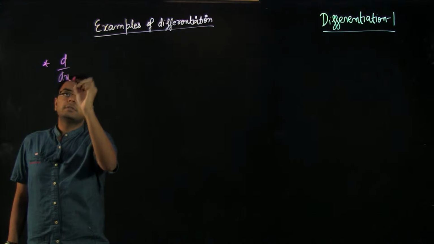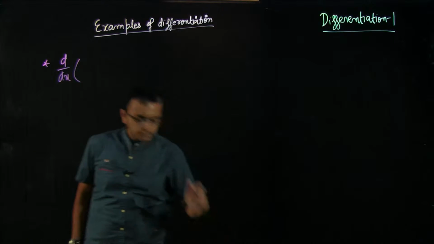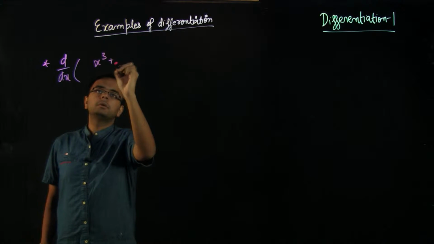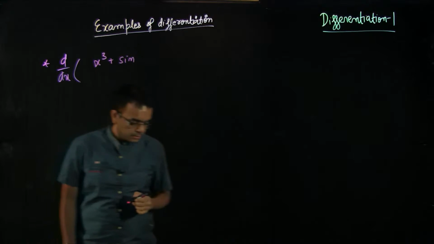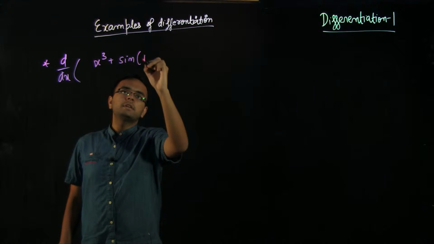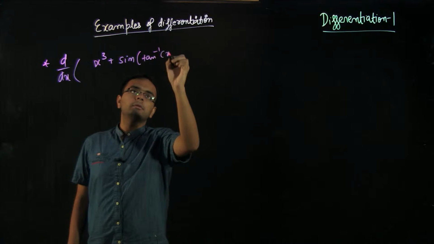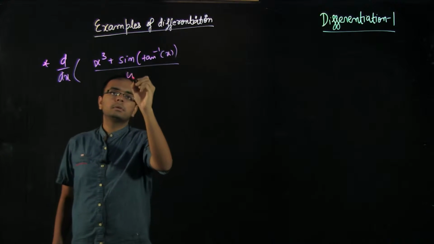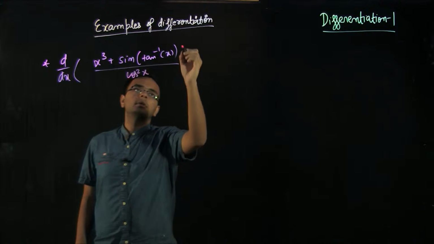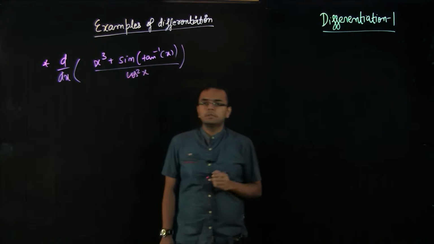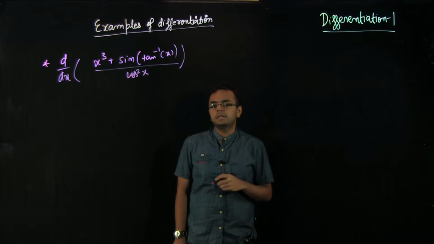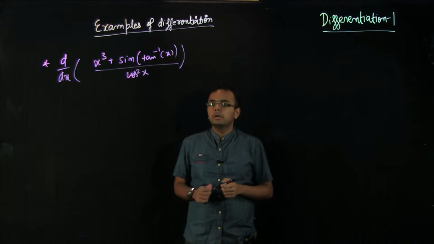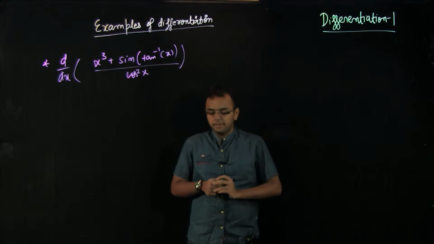So the first problem is: find the derivative of (x cube plus sine of tan inverse x) by cos square x. Okay, so this is a good problem to start because this has division. This has cos square x, so it's not a regular function. It has sine of tan inverse x, which is not a regular function. So how do we start? We can clearly see that it's a division problem.